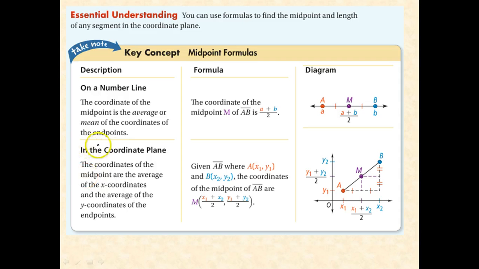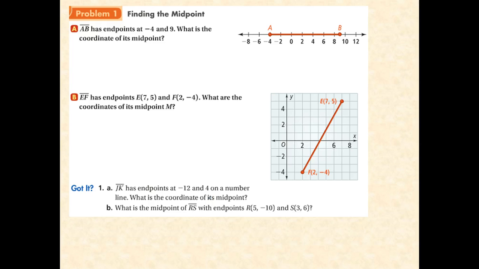In the coordinate plane, it's a little harder, but it's basically the same thing, just once in the x direction and once in the y direction. The x coordinate of the midpoint is the average of the two x coordinates, and the y coordinate of the midpoint is the average of the two y coordinates. It's really not that bad, but here's your formula if it's on a number line. Here's your formula for the midpoint if it is on a graph, with 2 dimensions.